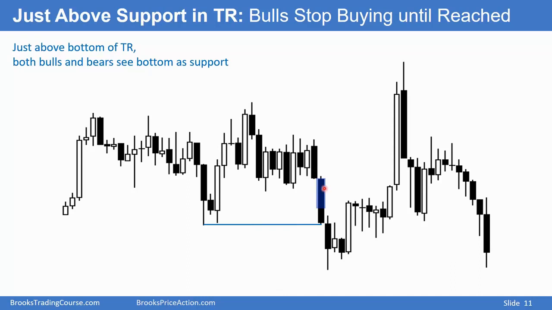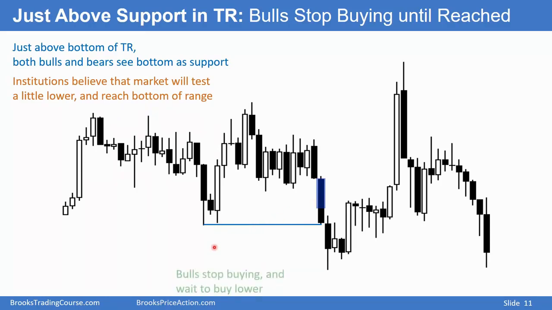Take a look right here, this blue box, right above support. Both the bulls and the bears see the bottom, and they know it's support. So what takes place? As the market's falling, everyone knows the market's probably going to get to support, maybe a little bit lower. So what will the institutions do? If you're a bullish institution, do you want to be buying here when you know it's going to get here or lower? No, the bulls stop buying.